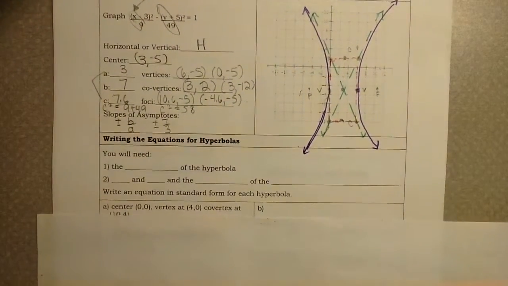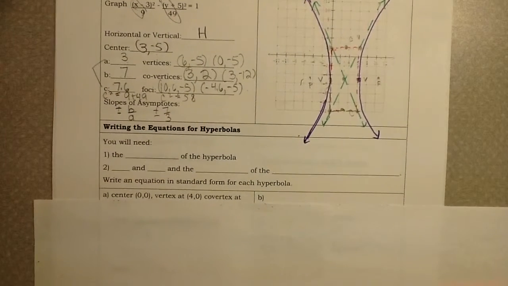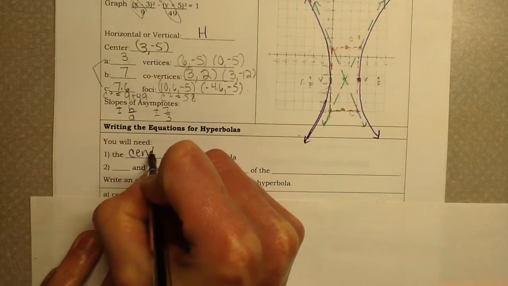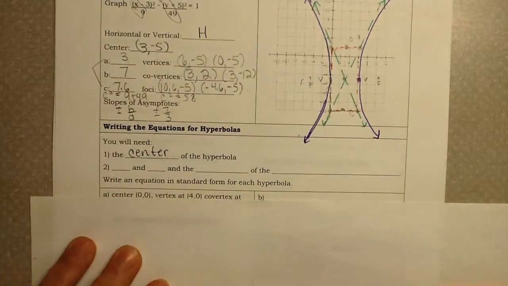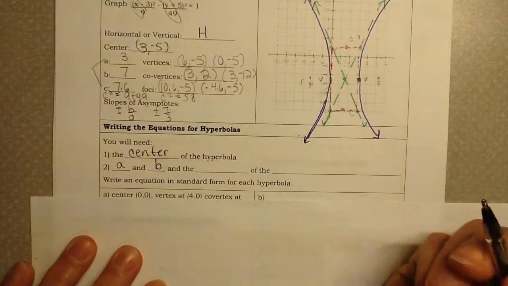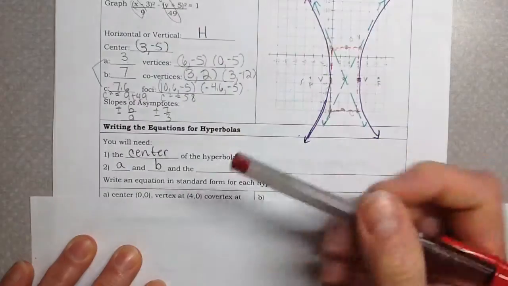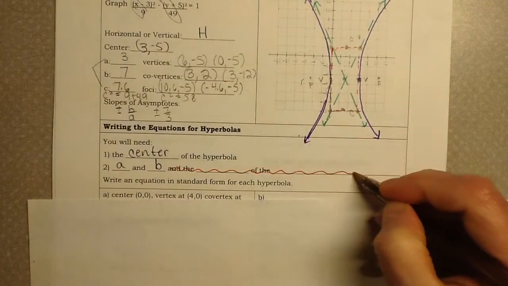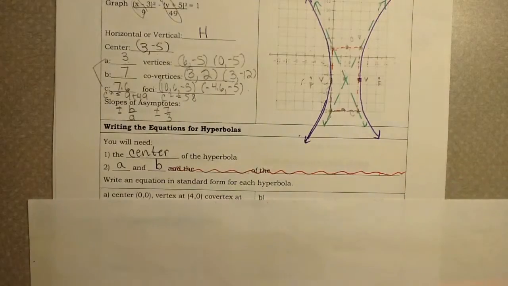Now we're going to write equations for the hyperbolas, and you are going to need the center, of course, because everything's measured from the center of the hyperbola. You'll also need A and B, and then this can be crossed off here. That's really all you need. You don't have to have the slopes of the asymptotes. You just need those when you're graphing.